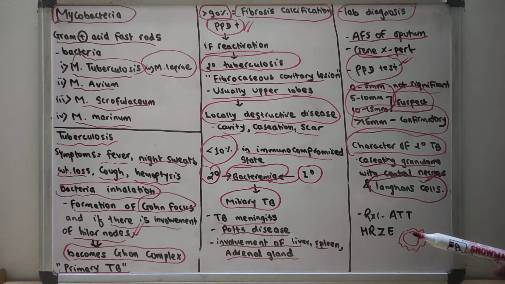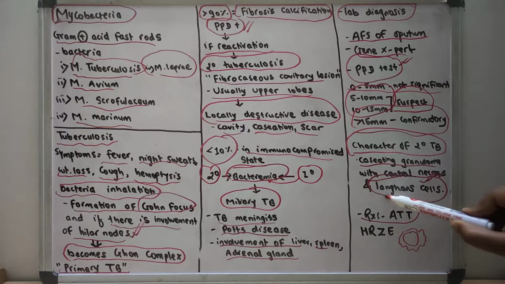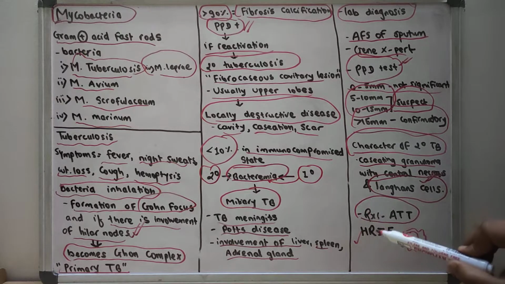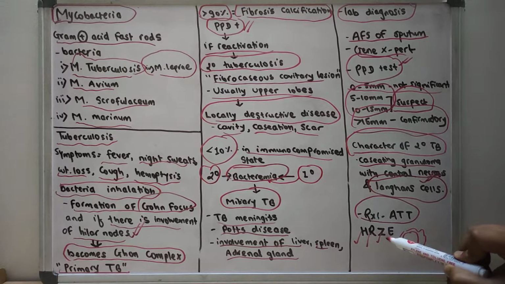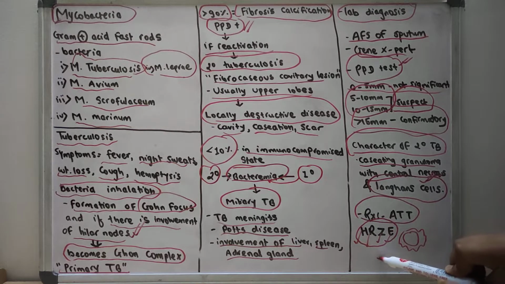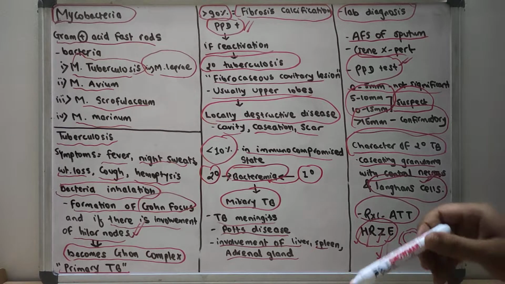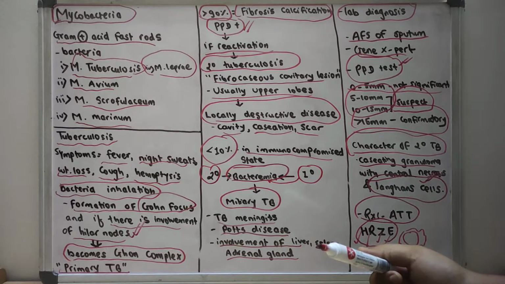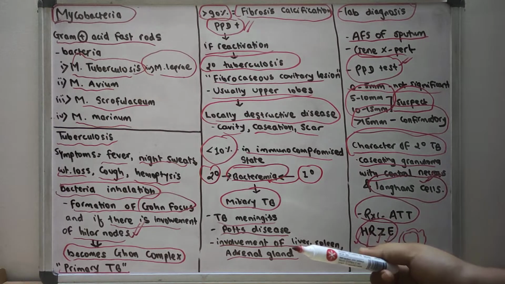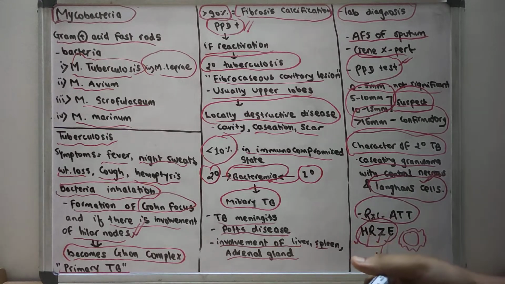So what is the treatment? We give anti-tubercular therapy. We give isoniazid, rifampicin, pyrazinamide, and ethambutol. The anti-tuberculosis therapy may differ from country to country, and the duration and the dose may differ based on the age and the policy of the country.